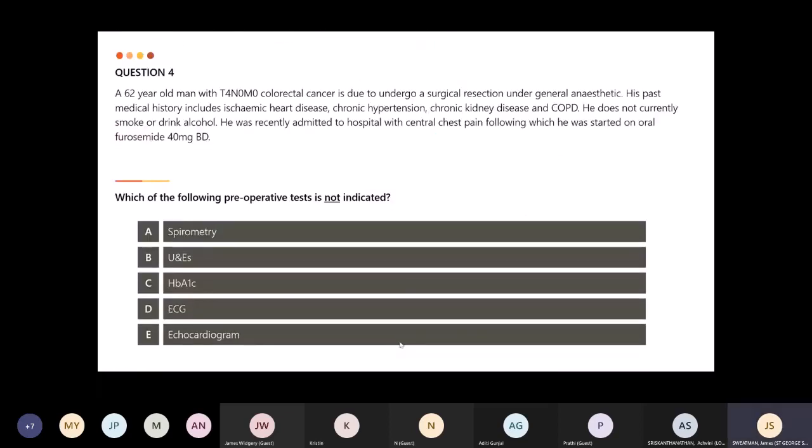Enough about overdoses. So question 4. A 64-year-old man with a T4N0M0 colorectal cancer is due to undergo surgical resection under general anaesthetic. His past medical history includes ischaemic heart disease, chronic hypertension, chronic kidney disease and COPD. He does not currently smoke or drink alcohol. He was recently admitted to hospital with central chest pain, following which he was started on oral furosemide 40 milligrams BD. Which of the following preoperative tests is not indicated?